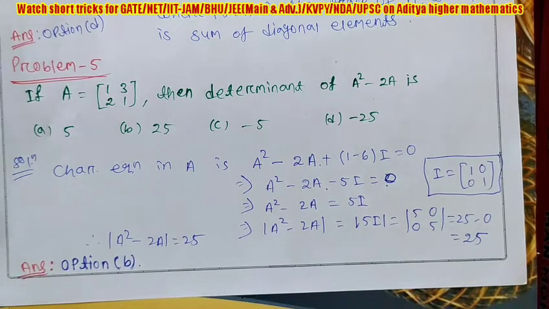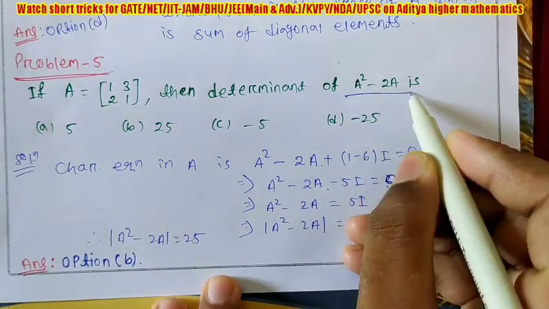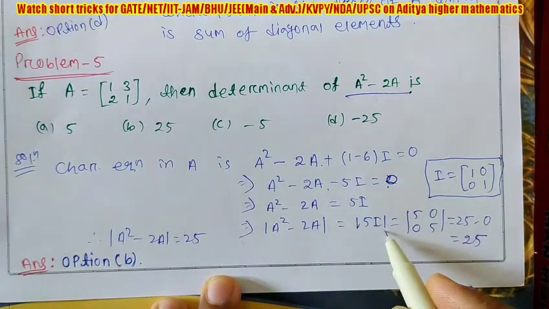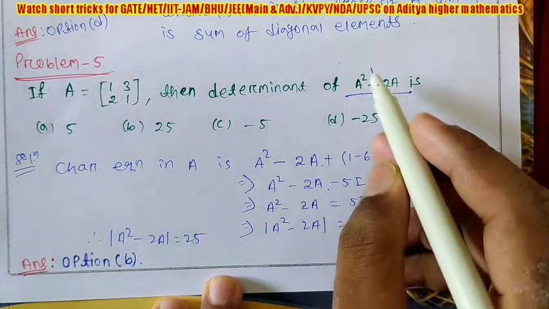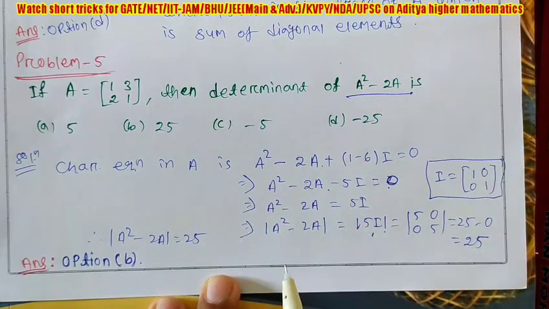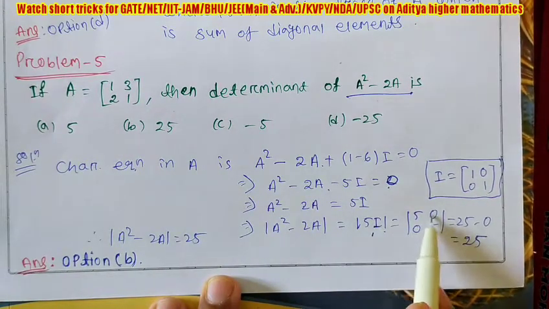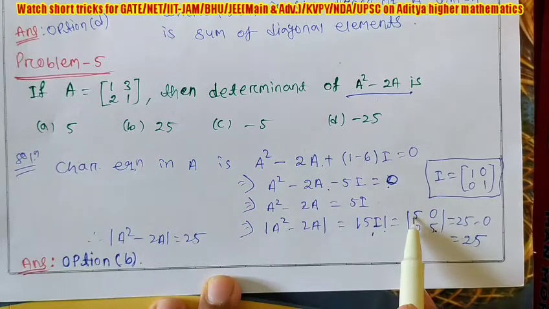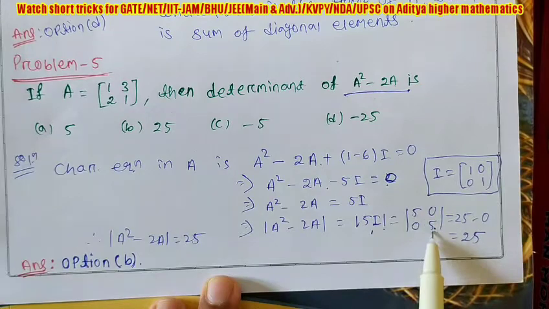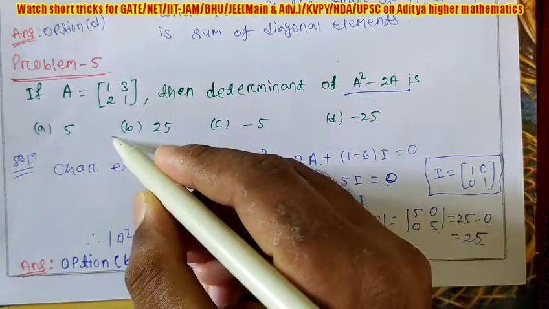Understood? Since A square minus 2A is 5I, that means the two matrices are the same, so their determinant is obviously the same. You have to find the determinant of A square minus 2A, which is the same as the determinant of 5I. That means we are not finding its determinant directly. We are finding the determinant of 5I by applying the characteristic equation. And the I matrix, you know, is 1 0 0 1. When you multiply by 5, it is 5 0 0 5, and its determinant is only the multiplication of diagonal elements 5 5, 25. So which option is the answer? Your option B.